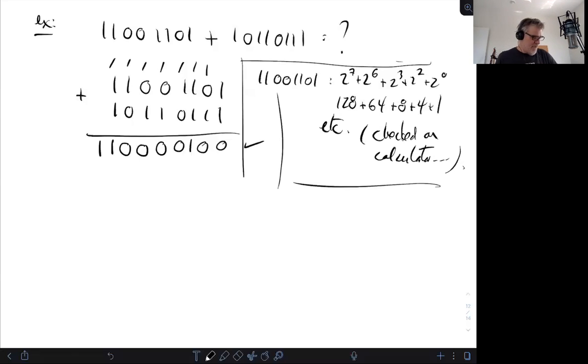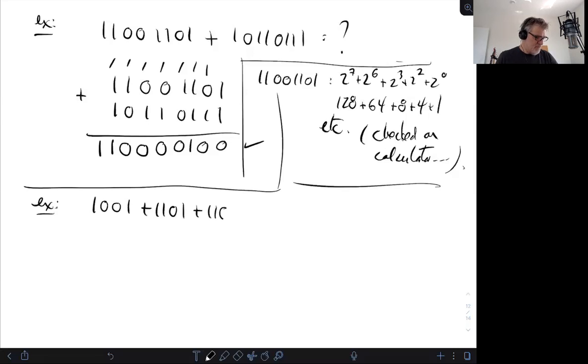Okay, here's now an example which is important because when we're going to multiply, we'll have to do this, okay? So let's say I'm asked to do 1001 plus 1101 plus 110 plus 1011. Now, here is where binary is not so nice, if you try to do this in the same way that we do it in decimal.